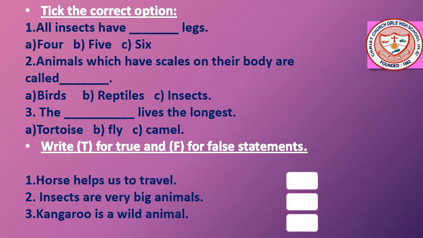So, question number one. Horse helps us to travel. Number two, insects are very big animals. Number three, kangaroo is a wild animal.